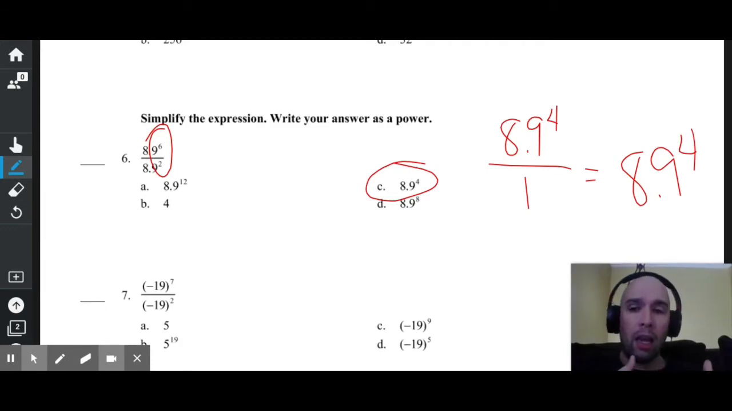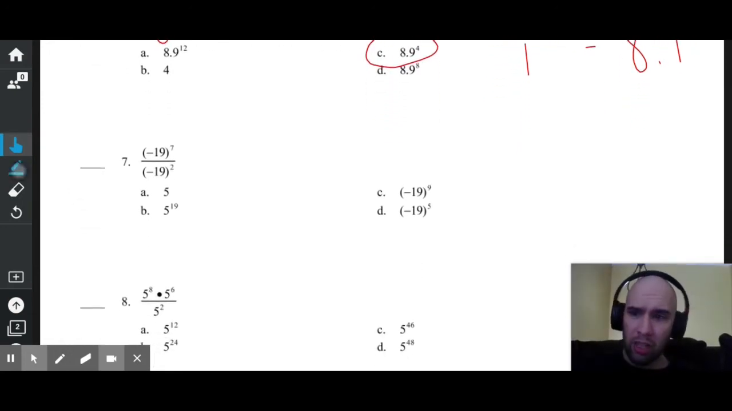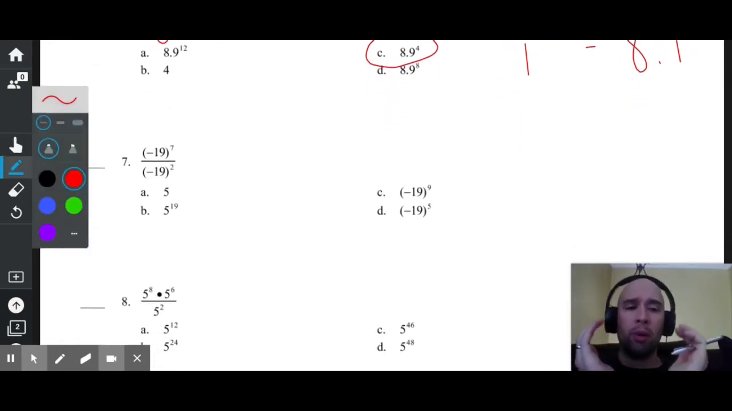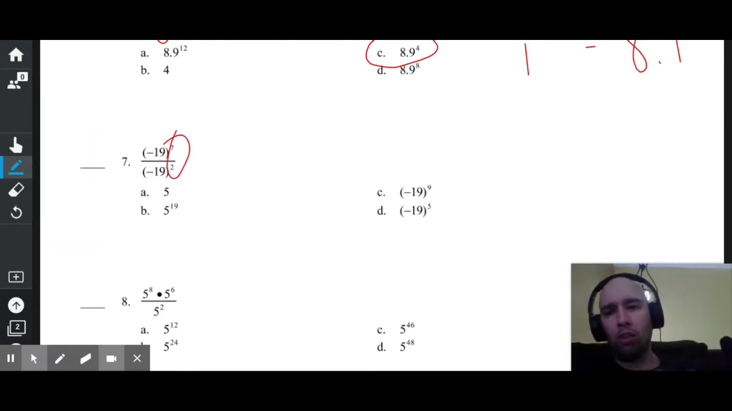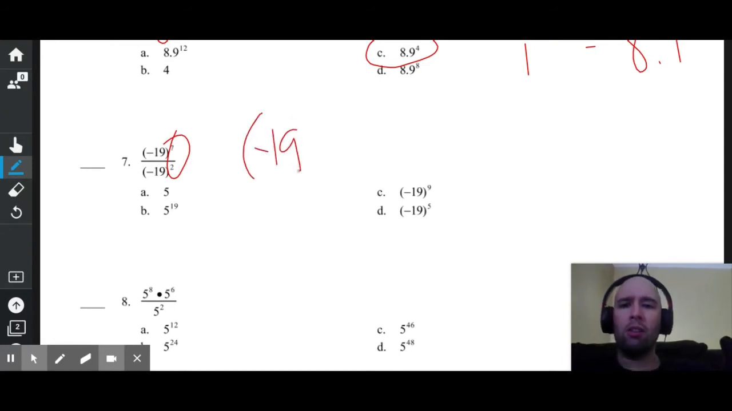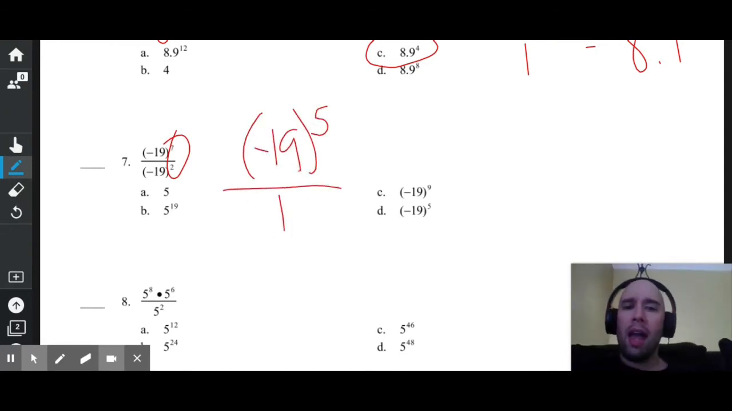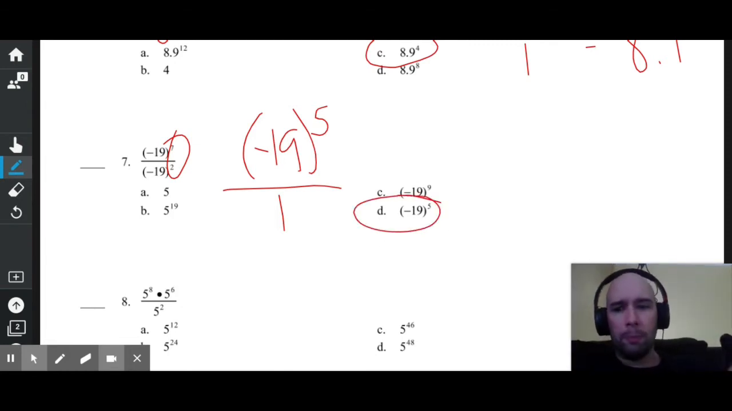And whichever side is more powerful, or whichever exponent's larger, after you subtract, keep the exponent and the number on that side. So using that logic, let's take a look at 7. I have negative 19 in parentheses upstairs. I have negative 19 in parentheses downstairs. I have 7 negative 19s upstairs, and I have 2 of them downstairs, which means upstairs, the numerator is more powerful. 7 minus 2 is 5. So I have negative 19 to the 5th upstairs over 1, and that over 1 is unnecessary. If 1's on the denominator or the bottom, it's unnecessary. Negative 19 to the 5th power.